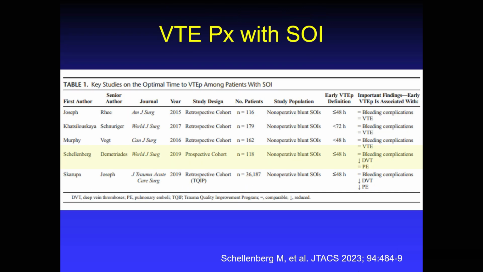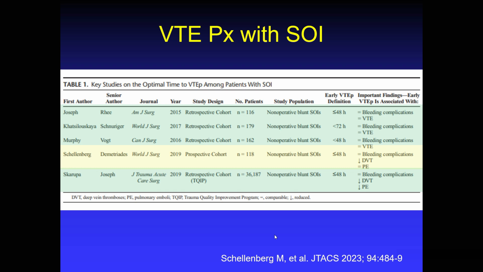A prospective experience on this topic, highlighted in yellow here, was published in 2019 and involved 118 patients cared for at LA County, with decreased DVT occurrences without increased risk of bleeding being observed with early VTE chemoprophylaxis. And early was defined as less than 48 hours in this instance. No change in PE incidence was noted, however. Several other retrospective single and multi-center trials, highlighted here in green, echo these findings.